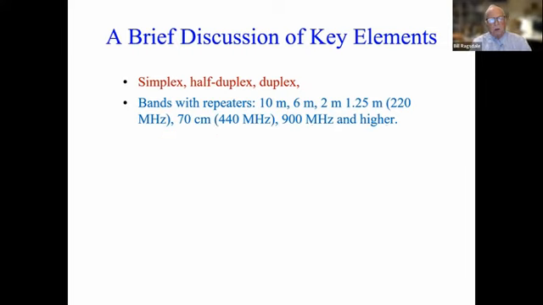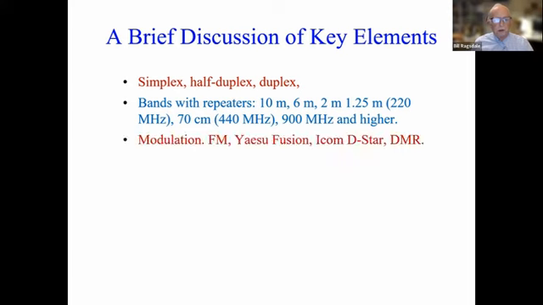Next term, bands with repeaters. To my surprise, FCC allows amateur radio repeaters to be from 10 meters and above. I don't know anybody that has a 10-meter repeater. These days, with a good sunspot cycle, you can talk around the world on 10 meters. I don't know why you need a repeater. But historically, there have been repeaters on 6 meters, but the core of repeater use is on 2 meters and 70 centimeters, 440. There is an increased usage on 900 megahertz, but the transceivers are a little hard to get a hold of. Most of them are repurposed commercial units.